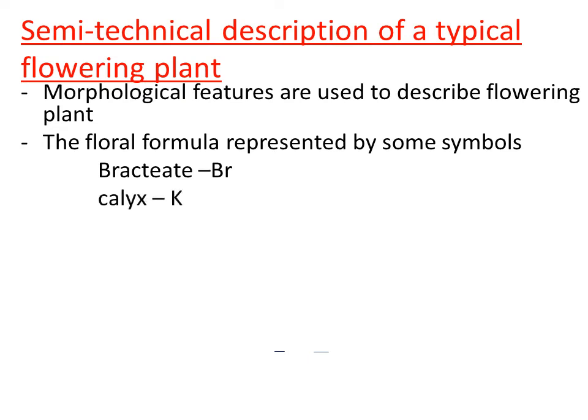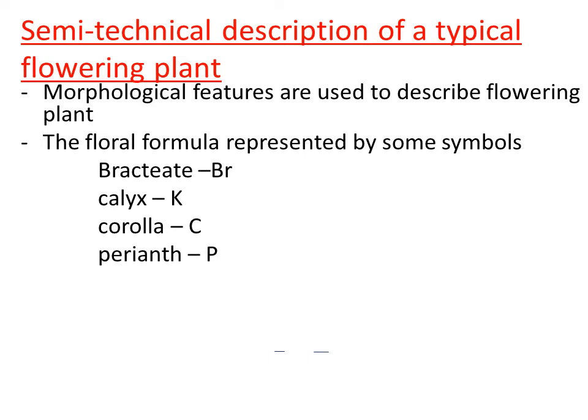Then what is the symbol used for calyx? Calyx is represented by a capital K. Capital K is used for calyx. Then corolla is represented by the symbol capital C. Then perianth is represented by the symbol capital P. So capital P is nothing but what? Perianth.